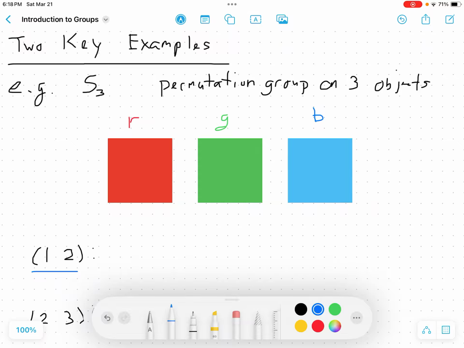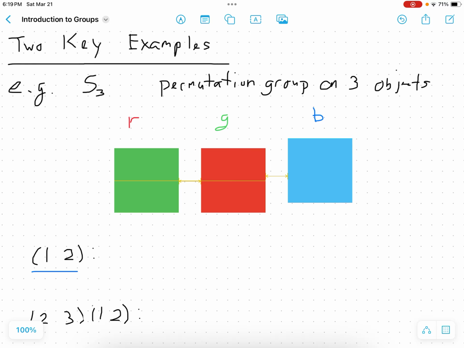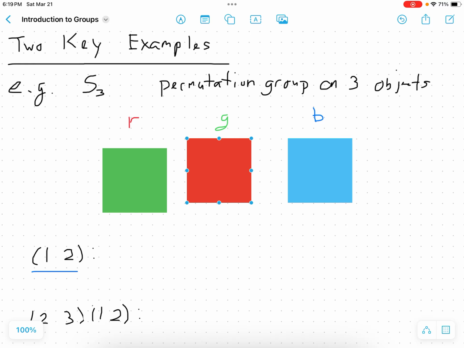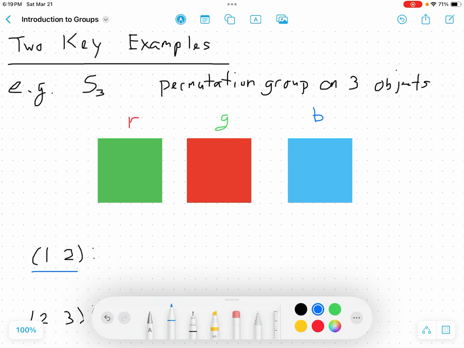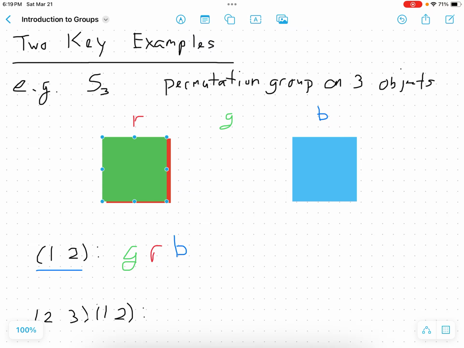So red would go to position 2, the green thing would go to position 1. So my end result is going to be here, start with green, then red, then blue. So we've got that. Let me move this back to where it was. So I'll scooch red back to where it started, green back over here.